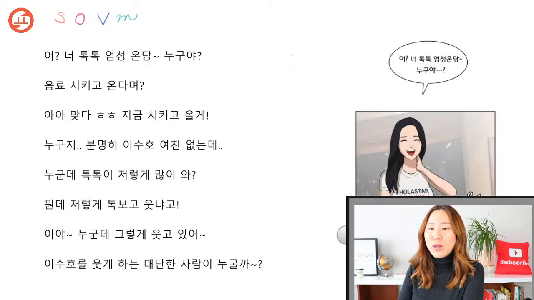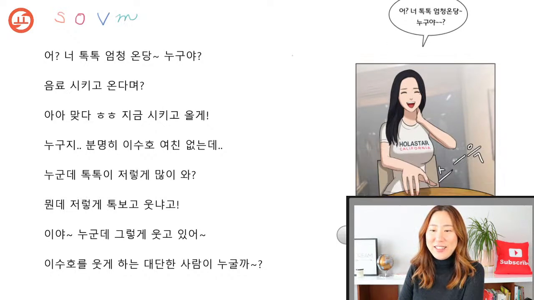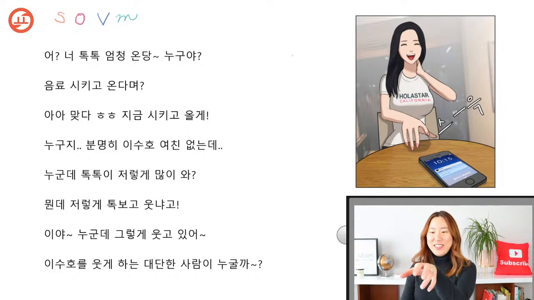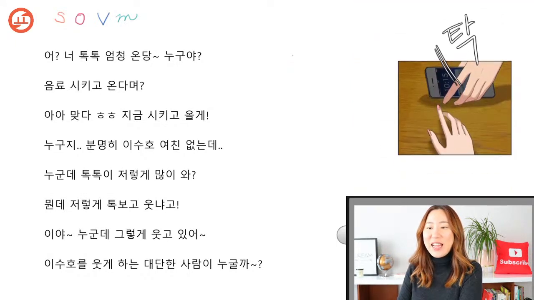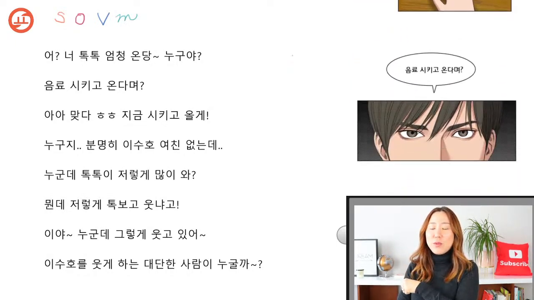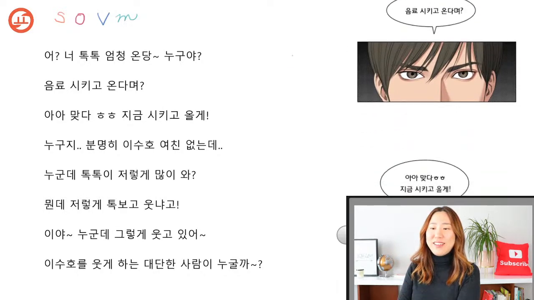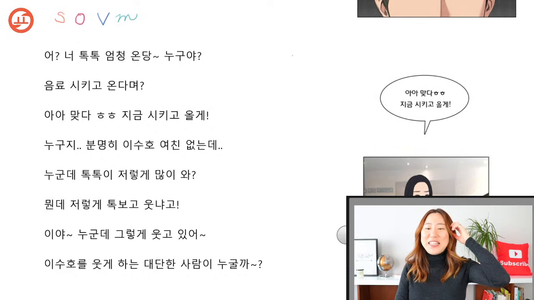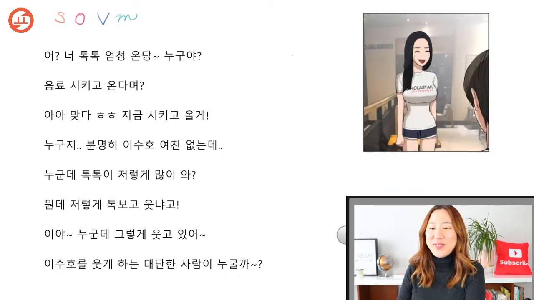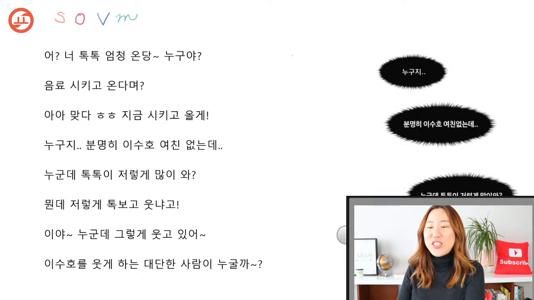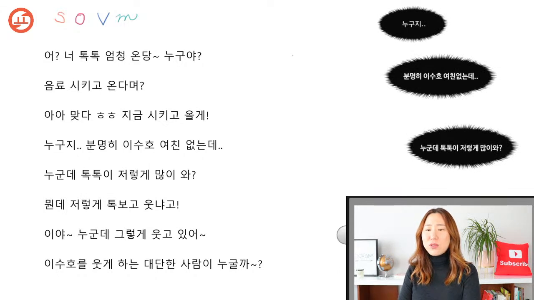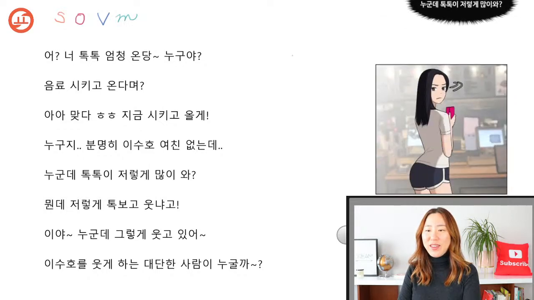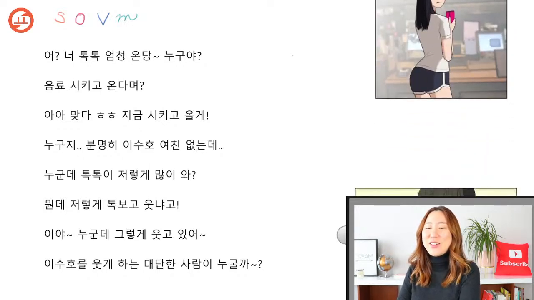너 톡톡 엄청 온다. 누구야? 쓱. Like she's trying to sneak the phone and bring it to her. 탁. 음료 시키고 온다며. 맞다. 지금 시키고 올게. And she's thinking in her head. Look at this. 누구지? 분명히 이수호 여친 없는데. 누군데 톡톡이 저렇게 많이 와? She's looking back.